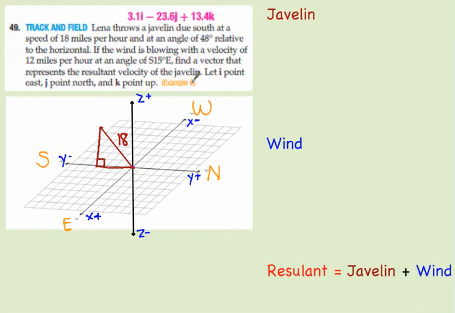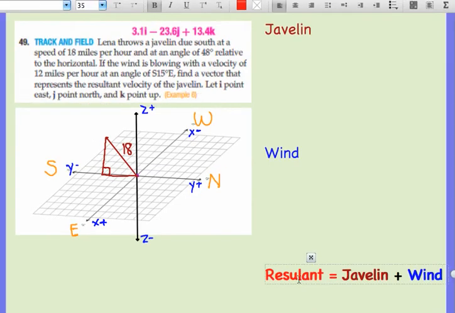We have two forces, right? The javelin and the wind. And we know that when we add vectors, that's going to give us the resultant. Let me spell that properly, huh? Okay, so that's going to be our strategy here.